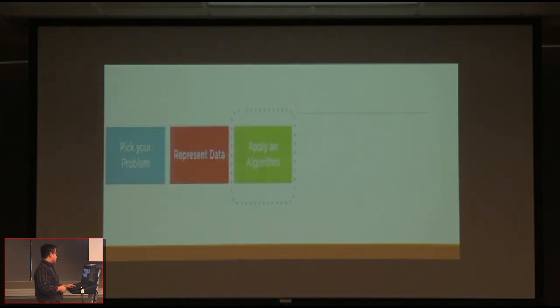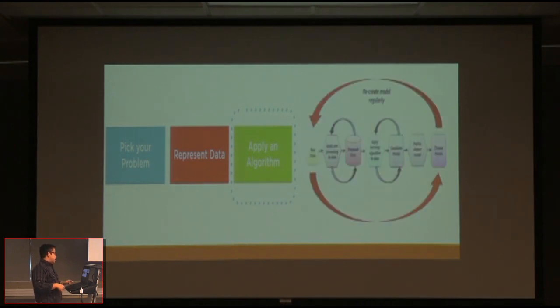Okay, so this is kind of the content of the process of machine learning. First of all, we need to pick the problems, and then we need the data, and then we need to apply the algorithm that we know about, right? Now, the next thing is more interesting.